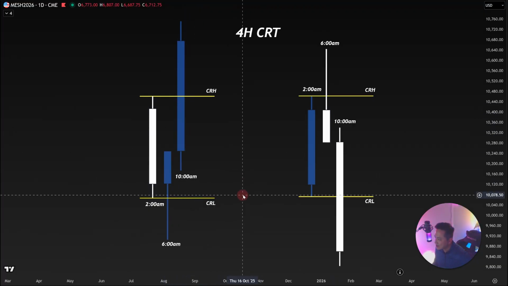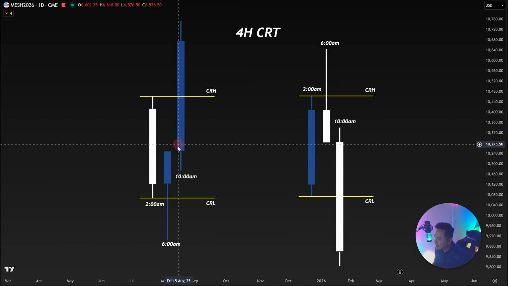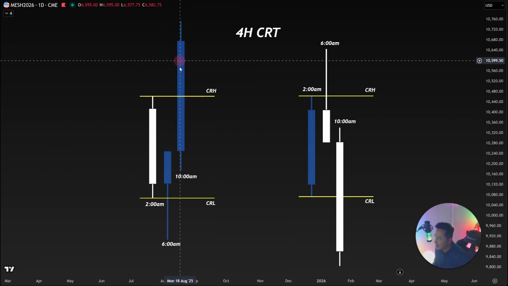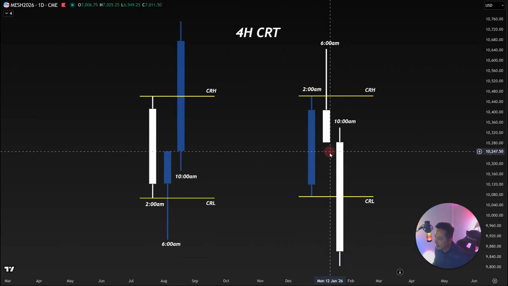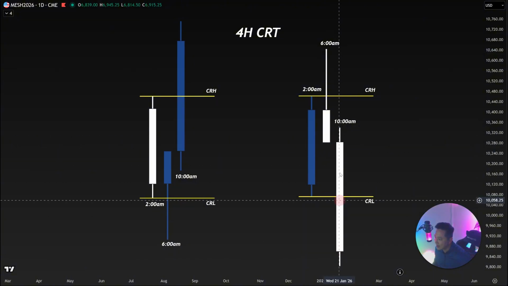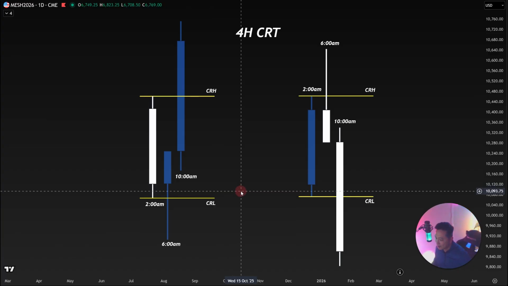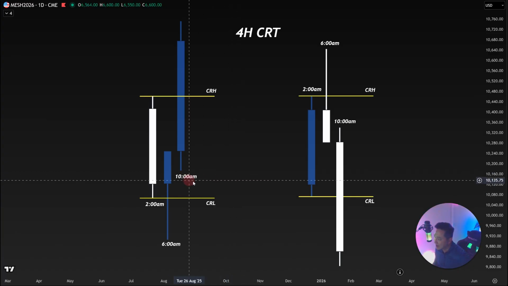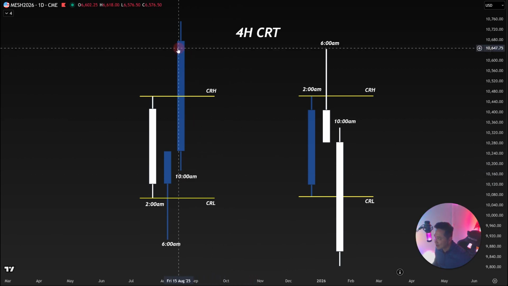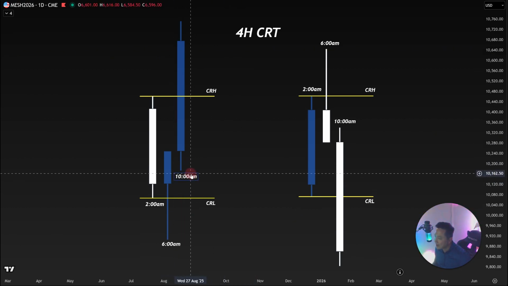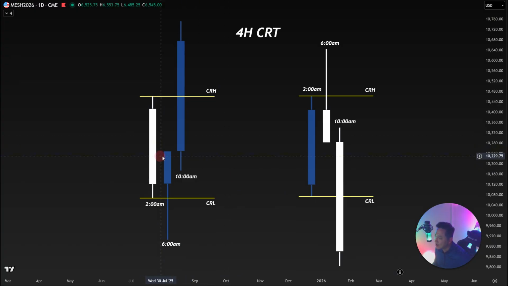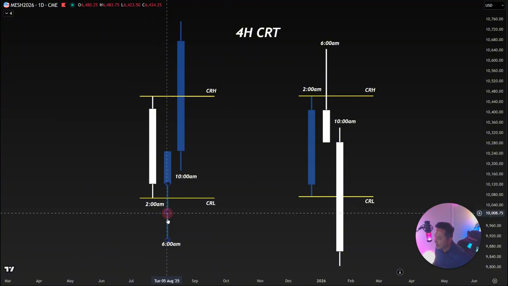Now I trade futures, so I'm going to be trading the expansion of this candle if we're bullish, and this candle over here if we're bearish. It's going to be the 10 a.m. candle. If you trade Forex, then this is going to be the 9 a.m. candle, so 1 hour earlier. But since I trade futures, I'm using the 10 o'clock candle. Basically, you need to watch and see what happens with the 2 o'clock and the 6 o'clock.